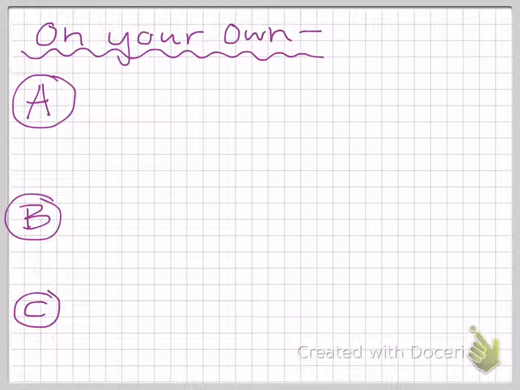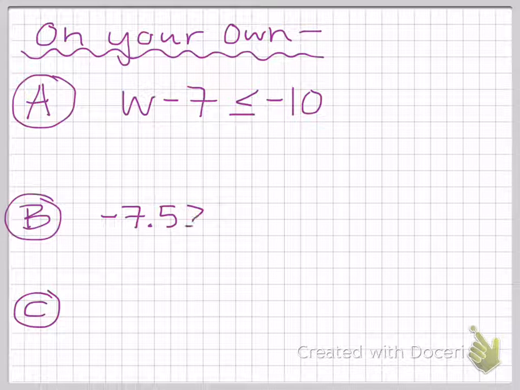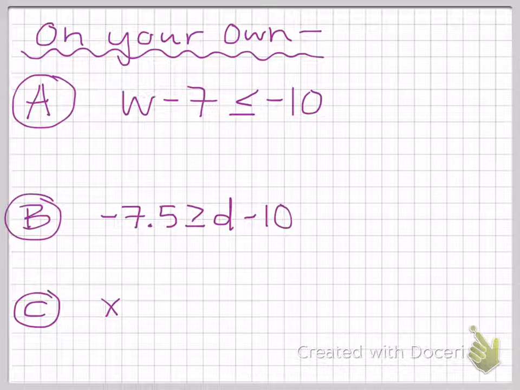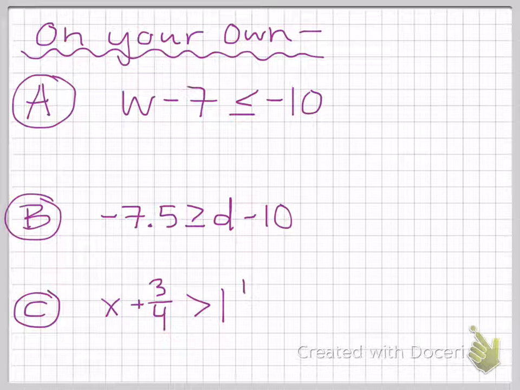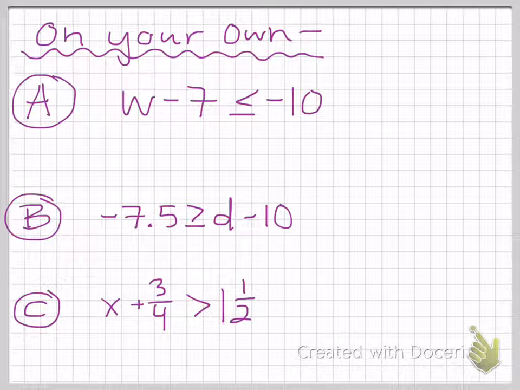Alrighty, class, are you ready? I'm going to give you 3. Go ahead and work this out for me. W minus 7 is less than or equal to -10. Okay. -7.5 is greater than or equal to D minus 10. And then you have x, of course I'm going to add a fraction, x plus 3/4 is greater than 1/2. Ooh, I see a potential common denominator. Okay, go ahead and work that out.